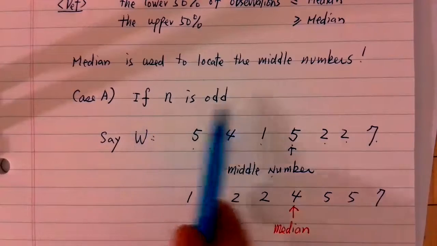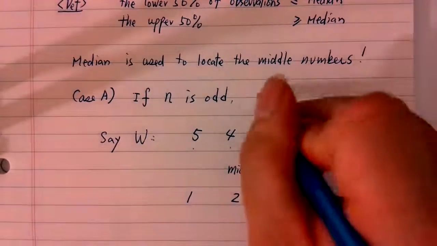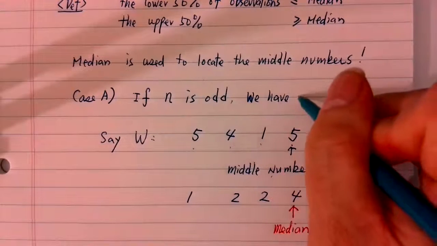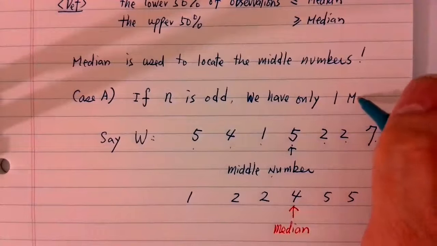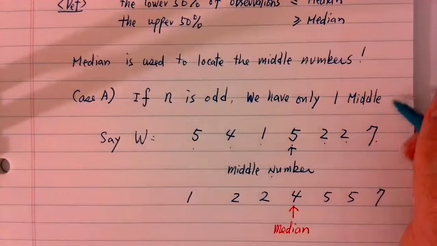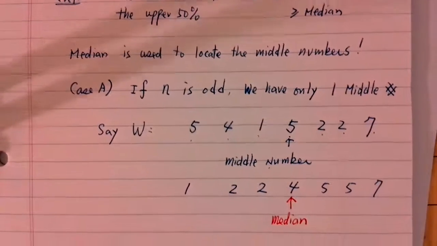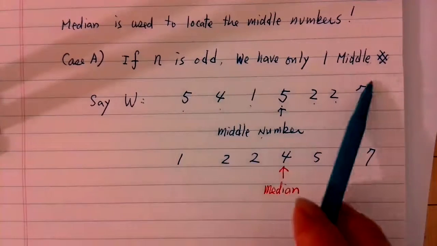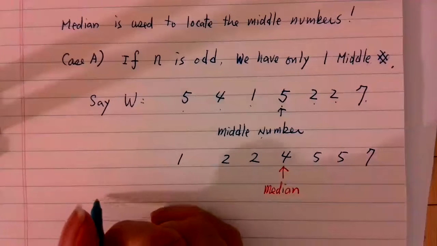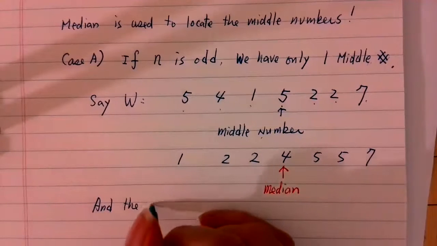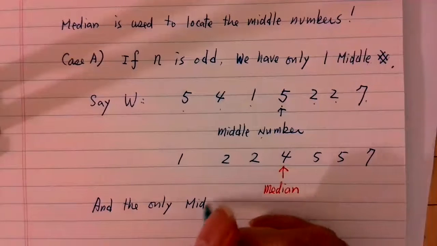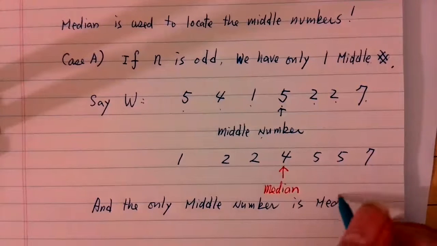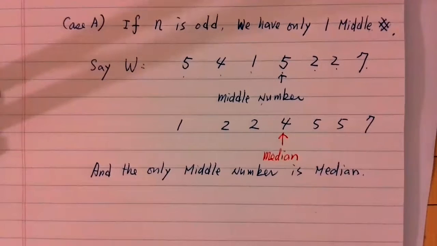So look at here, when n is odd, we have only one middle number. We have only one middle number, okay? That pound sign stands for number, okay? When n is odd, we have only one middle number, and the only middle number is the median. Okay? And let's look at the second case.